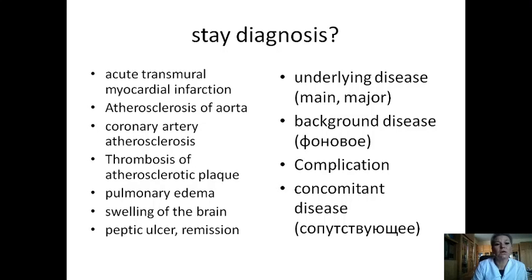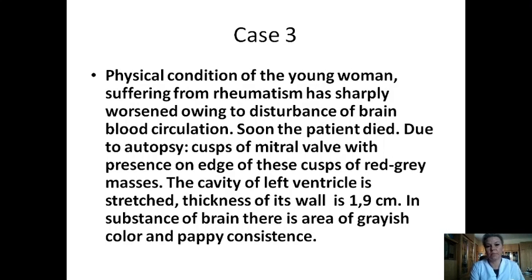On the left side, you can see the main pathological processes and diseases of this situation. Acute transmural myocardial infarction, atherosclerosis of aorta, coronary artery atherosclerosis, thrombosis of atherosclerotic plaque, pulmonary edema, swelling of the brain, peptic ulcer in remission. You must state those pathological processes and diseases in the four main rubrics of diagnosis: underlying disease, background disease, complications, and concomitant disease. The next case, case number 3.